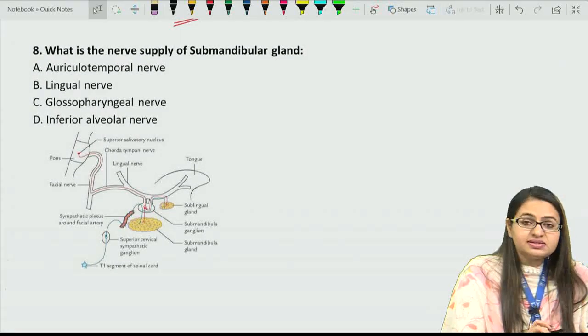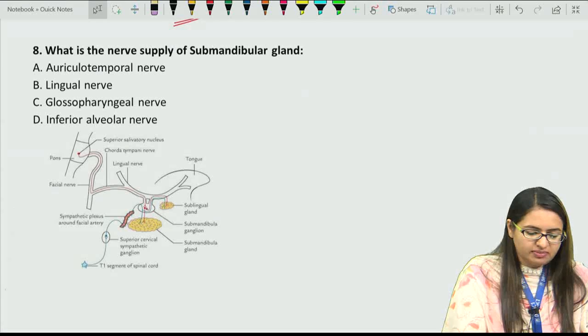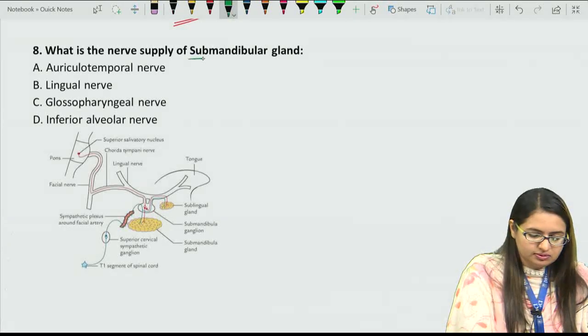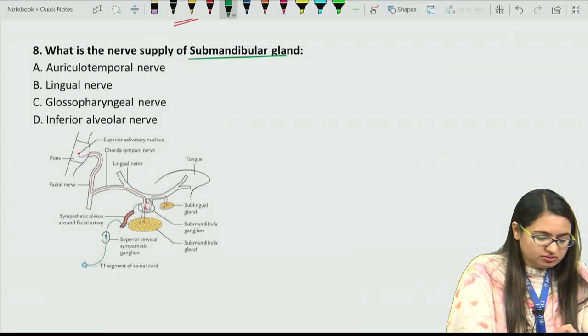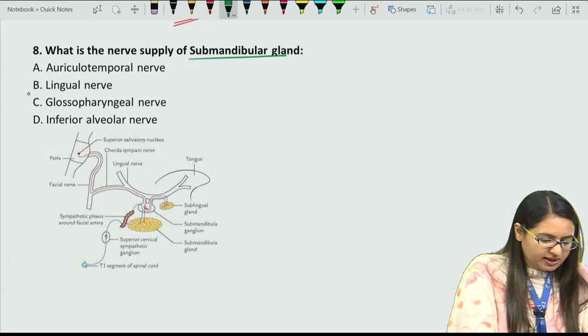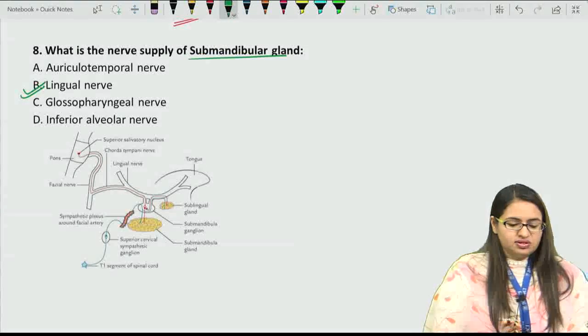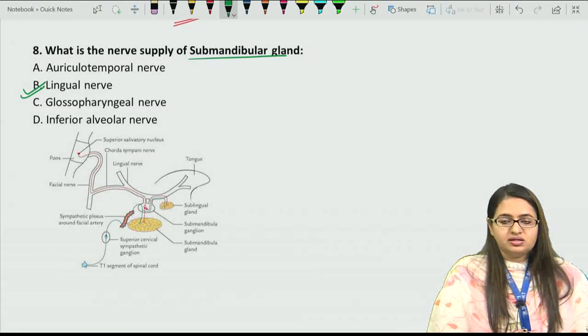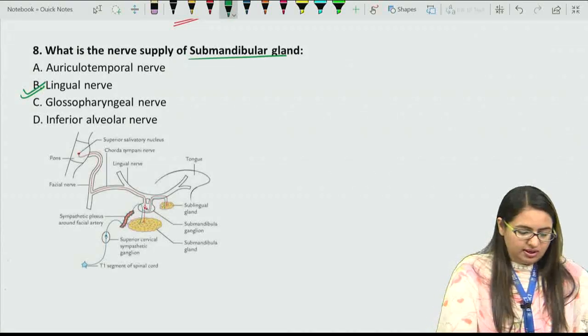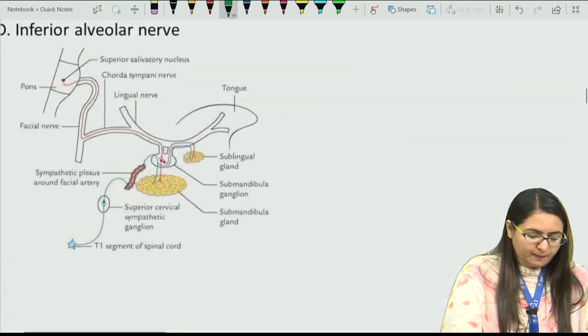The question number 8 says: the nerve supply of the submandibular gland. The answer for this question is B, that is, it is supplied by the lingual nerve. Now the nerve supply of the submandibular gland is via the submandibular ganglion, as we can see in this picture.